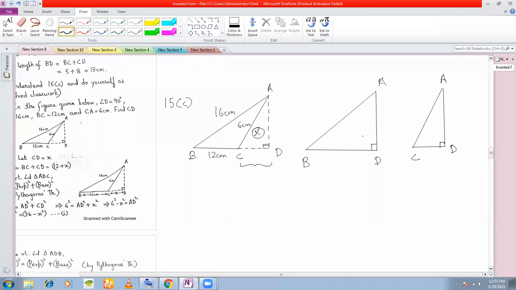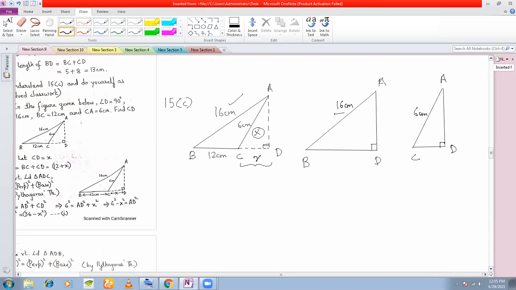Now I identify the hypotenuse of these two triangles. So in this triangle, this 16 is the hypotenuse, right? In this triangle, this 6 centimeter is the hypotenuse, right? So we have identified the hypotenuse. Now we see what is given. In the bigger triangle, this 16 centimeter length is given, right?